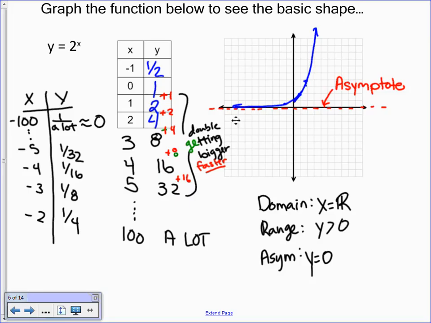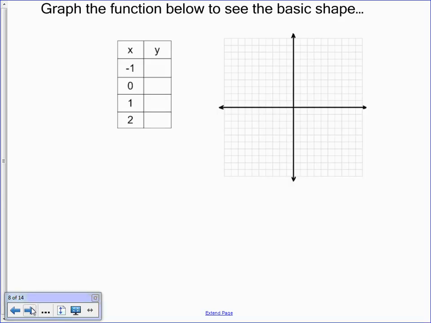I want to show you one more. And we're just going to switch it up. Instead of doing y equals 2 to the x, we're going to do y equals (1/2) to the x.